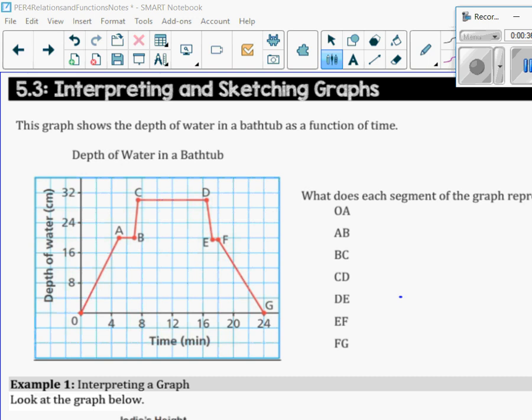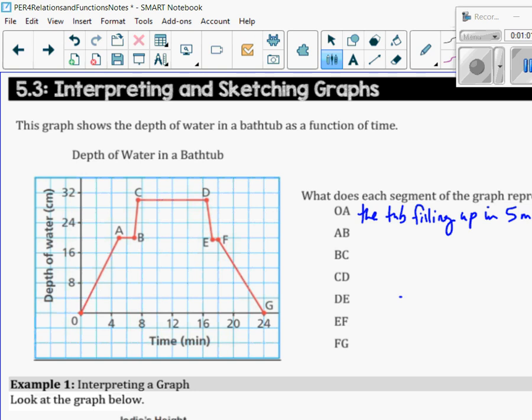Okay, so the tub filling up, and it took how many minutes there? That's like 5 minutes, eh? 5 minutes. In 5 minutes. Okay, what about from A to B?